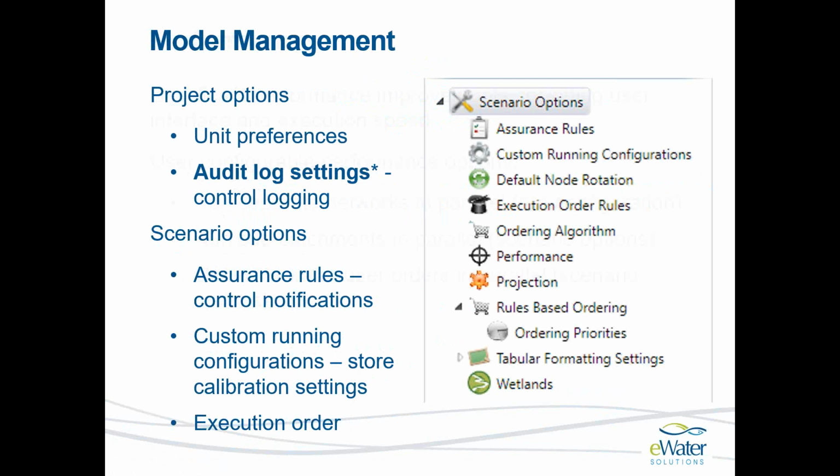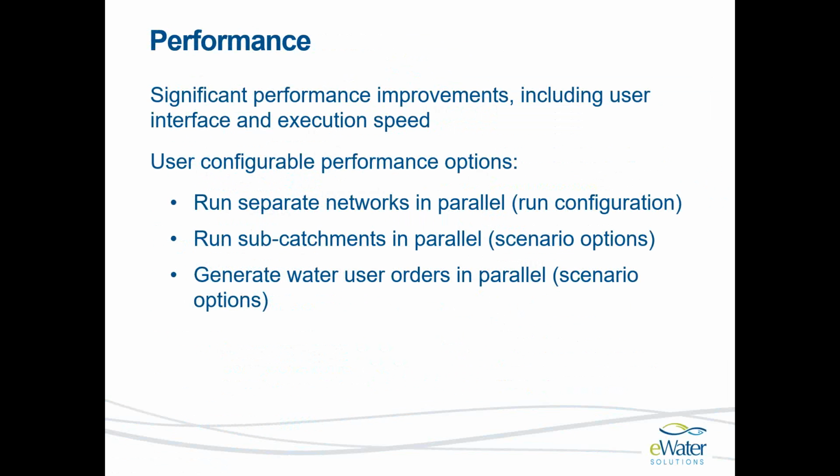We also have made significant improvements throughout Source in performance, and this includes the speed of the user interface and feature table editing, and it also includes the execution speed of the models themselves. As well as the general performance improvements, we now have some user configurable performance options. These include the ability to run separate networks and sub-catchments in parallel, and also to generate water user orders in parallel.